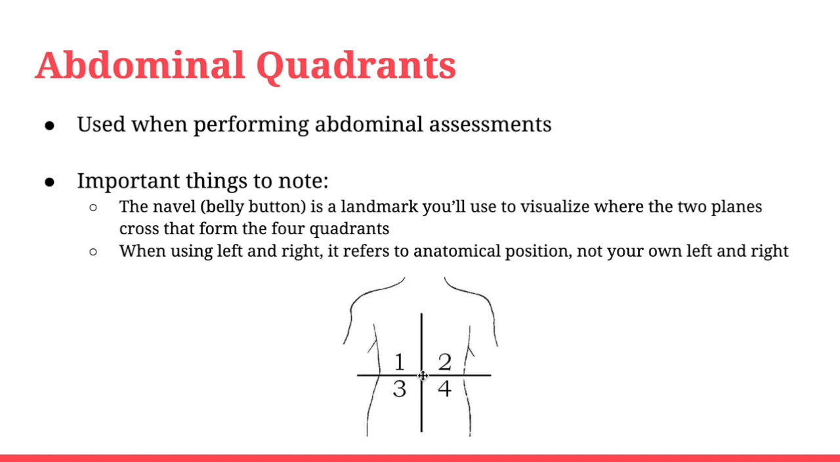Another thing to note is that when you're using left and right, it refers to anatomical position and not your own left and right. So again, we've talked about this already, but we'll review it again now. When you're looking at this picture, this side where I'm moving the cursor right now is our left, and this side is our right. However, right and left needs to refer to the patient as they are in anatomical position. So this would be the left, and this would be the right. Okay, so if you keep those straight, it will make it much easier for you.